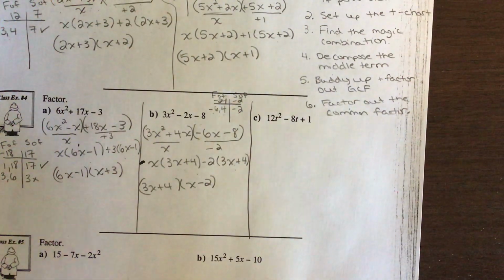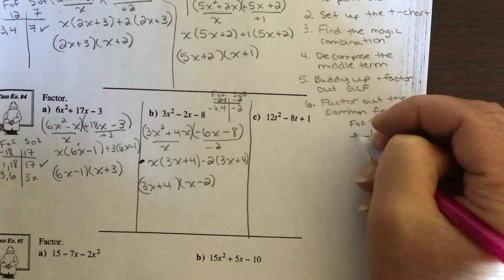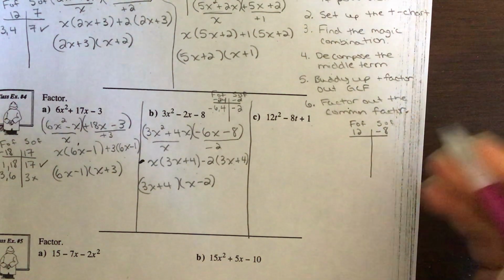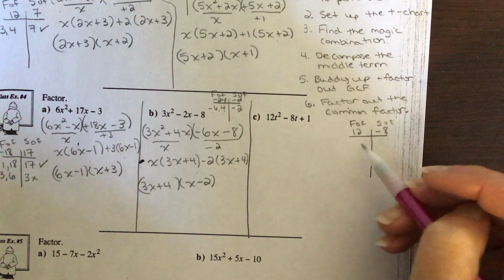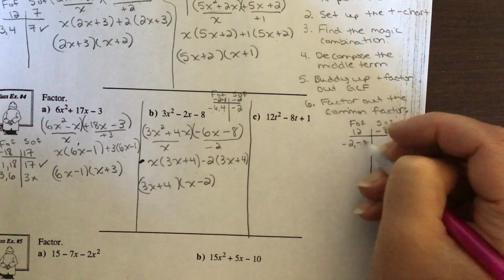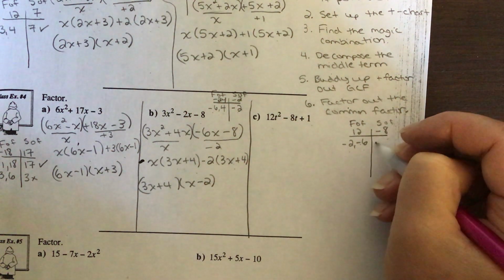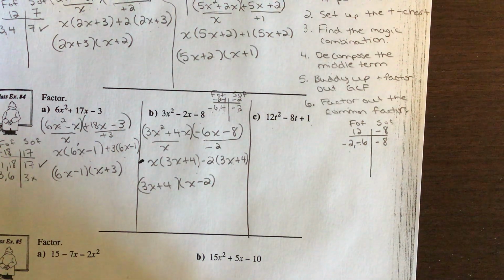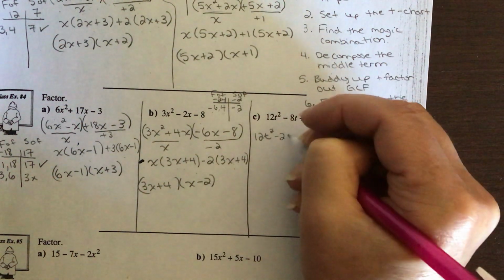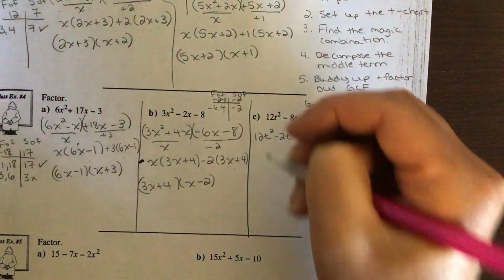Okay, one last one here, I'll do my t-chart over here. We've got factors of 12, because 12 times 1 is 12, and a sum of negative 8. Okay, so here we know we're working with negatives. This is positive, so we know they're both going to be negative. So some of you, I bet, are already thinking negative 2, negative 6, and you are correct, because negative 2 times negative 6 is positive 12, but when we add them together, we get negative 8. So now we've got 12t squared minus 2t minus 6t plus 1.